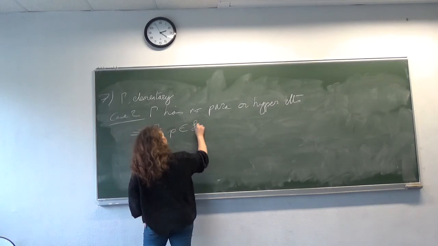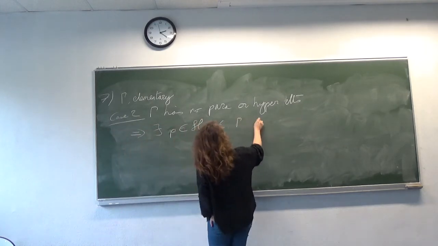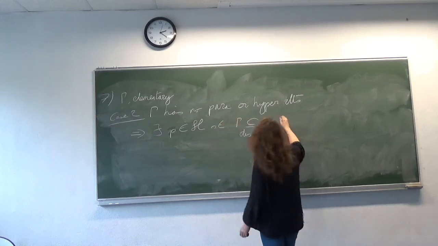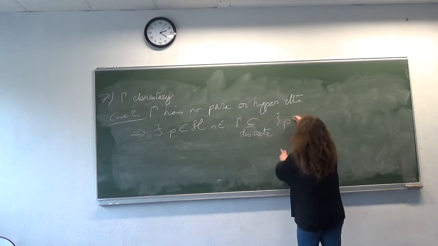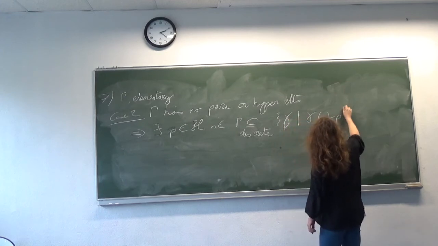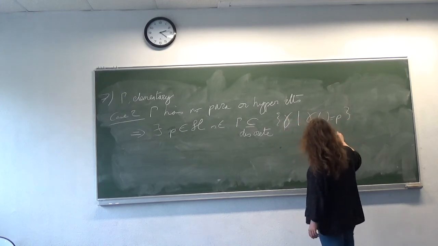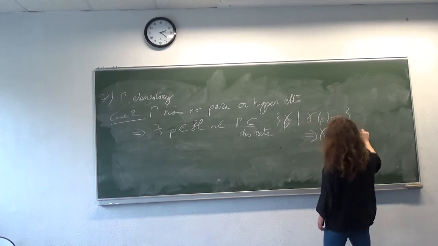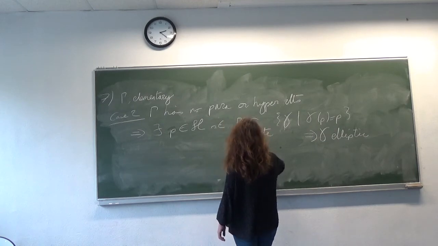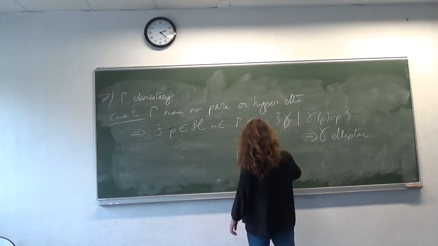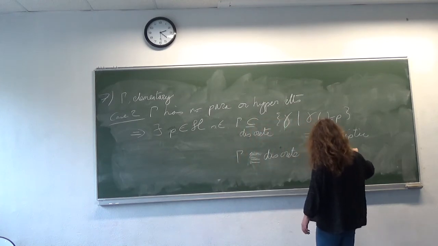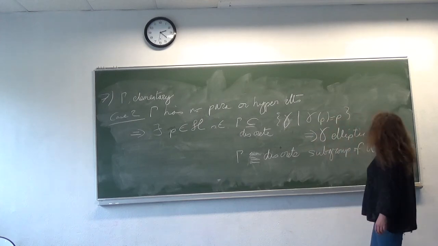P in H, such that gamma is a discrete subgroup of the set of elements g such that g of P is equal to P, and obviously this implies that gamma is elliptic, so this gives me that gamma is isomorphic to a discrete subgroup of U1.